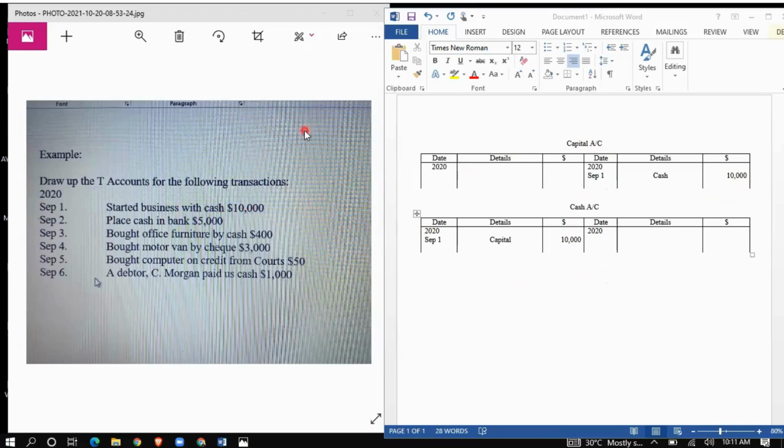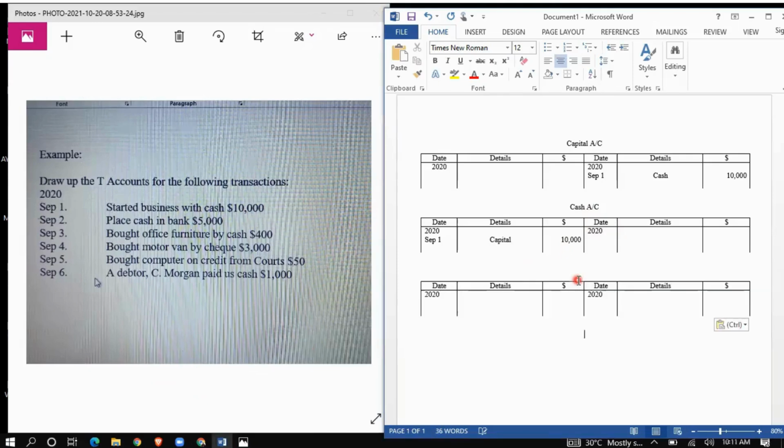All right. In the second transaction, it is place cash in bank. What are the two accounts there? Cash and bank. We already have a cash account, right? So we will not draw another one. But do we have a bank account as yet? No, sir. So draw up another T account now, and this one we'll name bank. Bank account. Good? Everybody following?